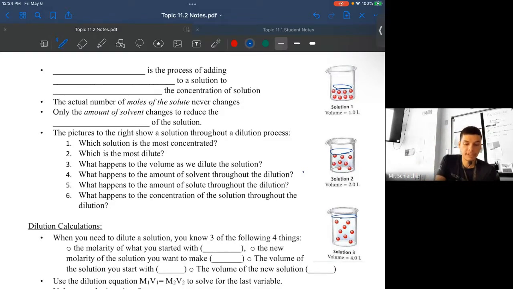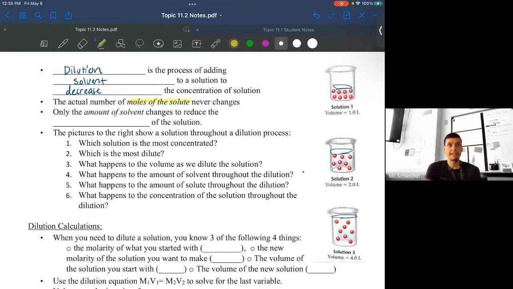So first bullet point here, dilution or diluting is the process of adding solvent to a solution to decrease the concentration of the solution. So just like we were making that sweet tea less sweet by adding more tea to it without sugar, or adding more water to it, that is dilution. So the actual moles of solute never change. I didn't remove or add sugar from that sweet tea, for instance. Only the amount of solvent changes to reduce the concentration of the solution.